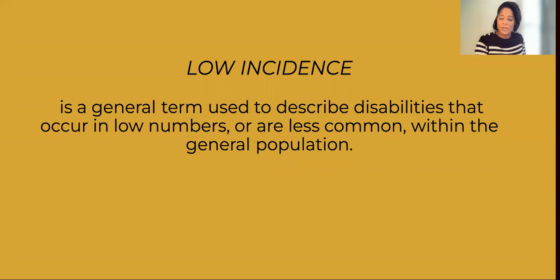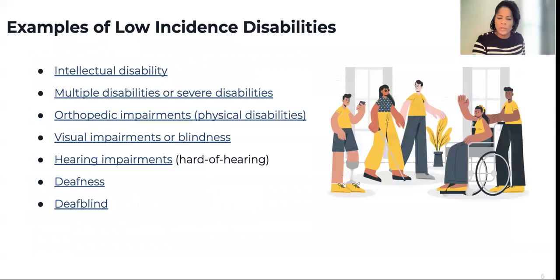Low incidence. What does this mean? Well, it's a general term that's used to describe disabilities that are less common in the general population. A few examples of those disabilities include intellectual disability, orthopedic impairments such as physical disabilities, visual impairments, and even hearing impairments.